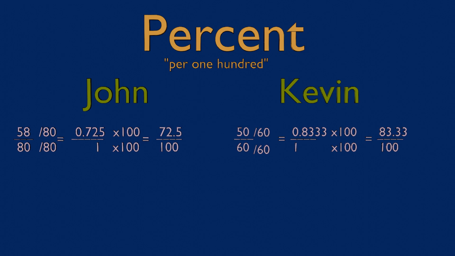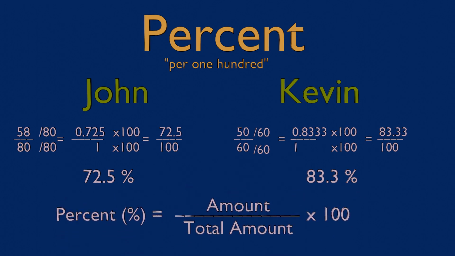We can see that Kevin has 83.3 points out of 100, and John has 72.5 points out of 100. So we can see that Kevin did a bit better than John. These points out of 100 are called percent. In other words, Kevin has 83.3% and John has 72.5%. There is a simple formula to calculate percent, which is amount divided by total amount and whole multiplied by 100. With this formula, we can easily calculate percent.